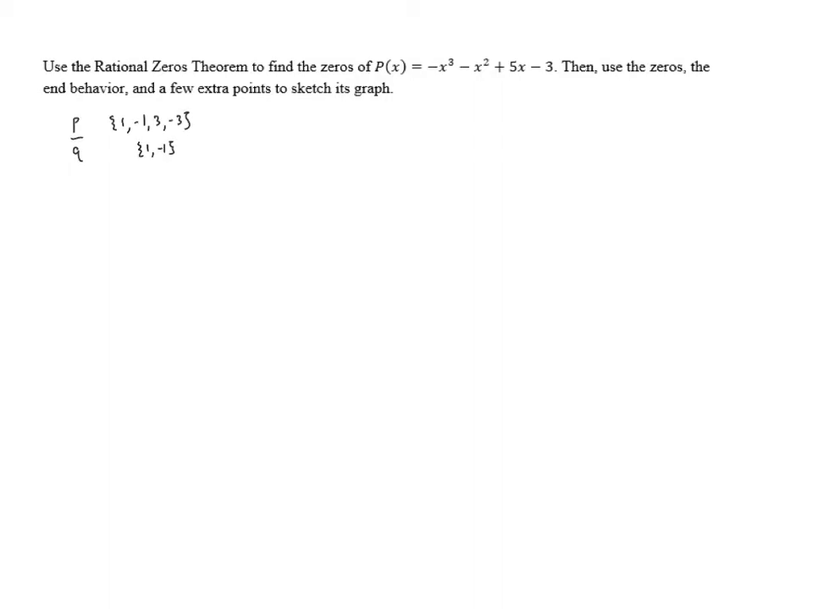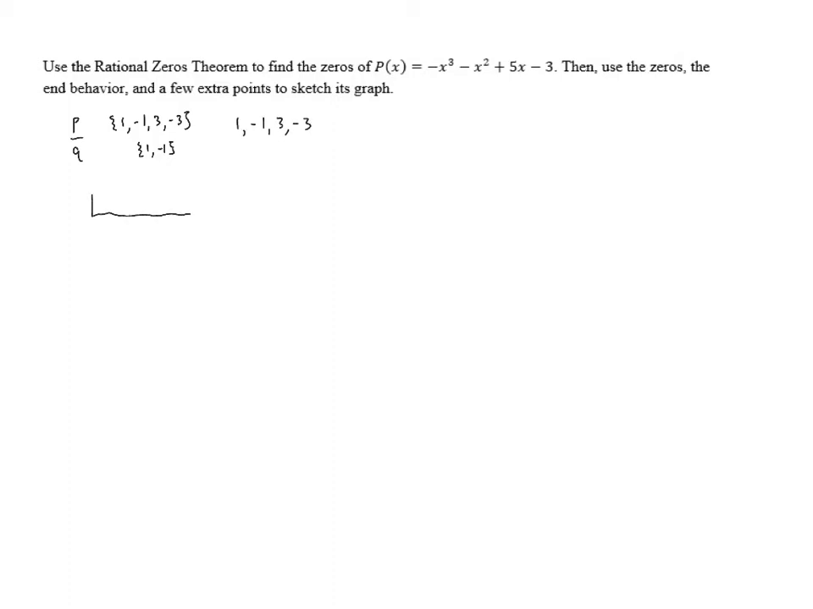So if we want to make fractions whose numerator is one of these factors and denominator is one of those, the only possibilities are 1, negative 1, 3, and negative 3. So we can go through and attempt to find the zeros here. Let's start with negative 1.